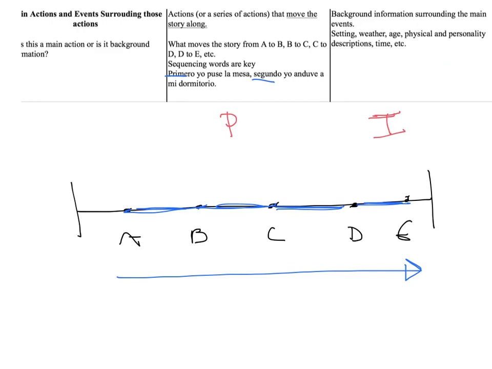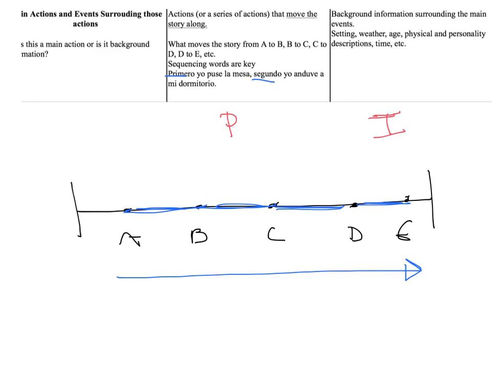The imperfect, on the other hand, is going to be background information surrounding the main events. So if the first thing I did was set the table, that is a main action that's going to move the story along. The background information might be what I was wearing, what the weather was like, what time it was. That's all background information.